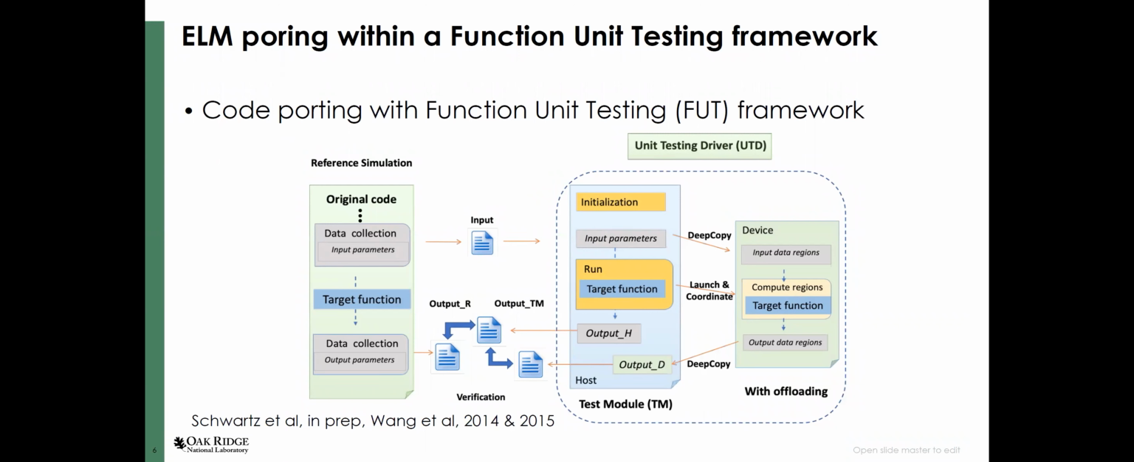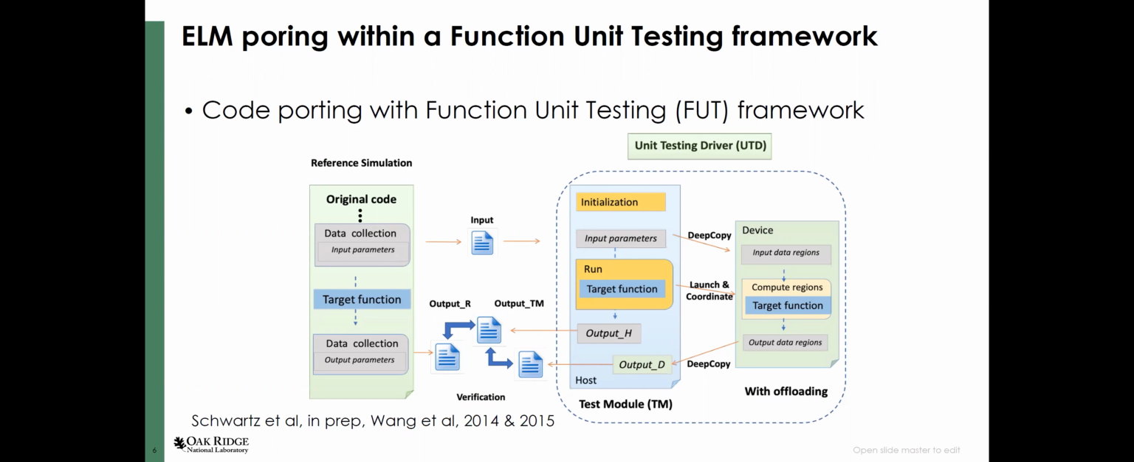For the GPU version, basically what we're trying to do is after the initialization, we get this input parameter loaded from disk. We deep copy them into the device, and then we launch and coordinate these computing regions, and then push the output, and then move the output into the host, and then create another copy of output, and then we also do the bit for bit comparison. So that's the general approach we did for this.